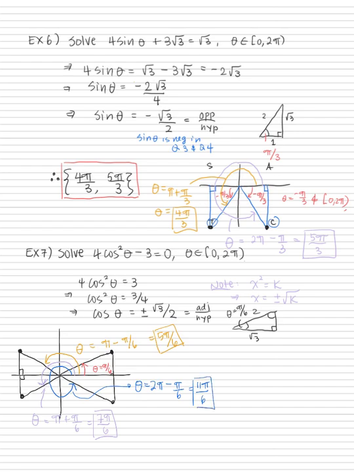All right, so I think that's pretty much it, because if I add multiples of 2 pi, you're just going to be outside of the range of 0 to 2 pi. So our solution set is going to be pi over 6, 5 pi over 6, 7 pi over 6, and 11 pi over 6.